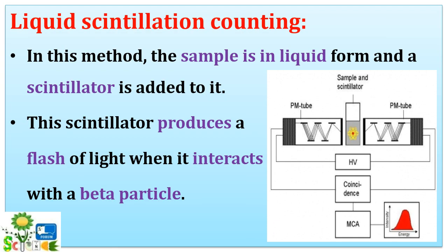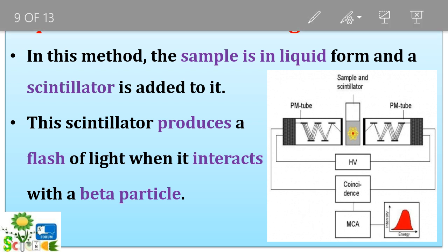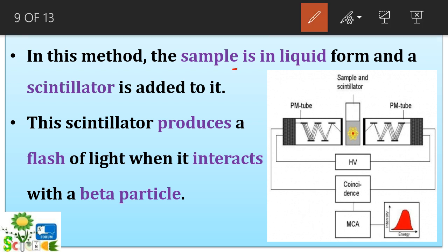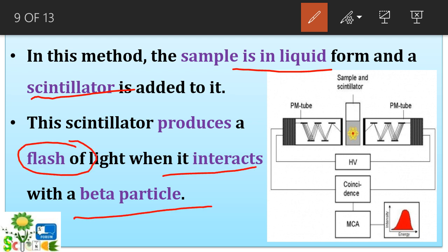The second process is called liquid scintillation counting. In this process the sample is liquid. In the previous one the sample was gas; now it is a liquid sample. After converting the sample into liquid form, a scintillator is added. A scintillator is a substance which produces light. When this scintillator interacts with a beta particle, it produces a flash of light.